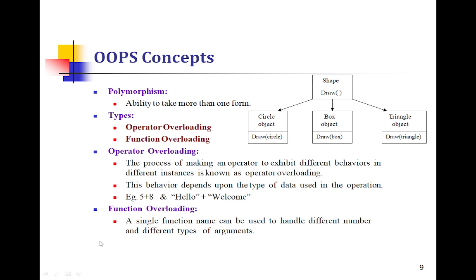Then function overloading means that we can have more than one function with the same name. We can differentiate them by means of the arguments we are passing, or based on the return type. A single function name can be used to handle a different number of arguments or different types of arguments.